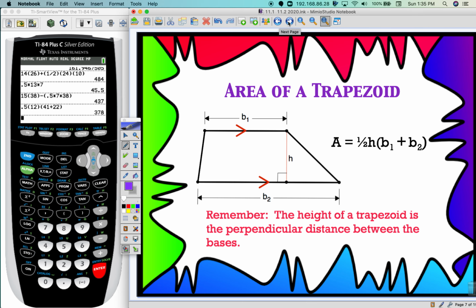All right, so even though you already saw this slide, we'll just talk about it real quick again. To find the area of a trapezoid, you need both bases. Those are the parallel sides. You need the height. That's the perpendicular distance between the bases. Okay, and then just the number 1/2, and that's it.